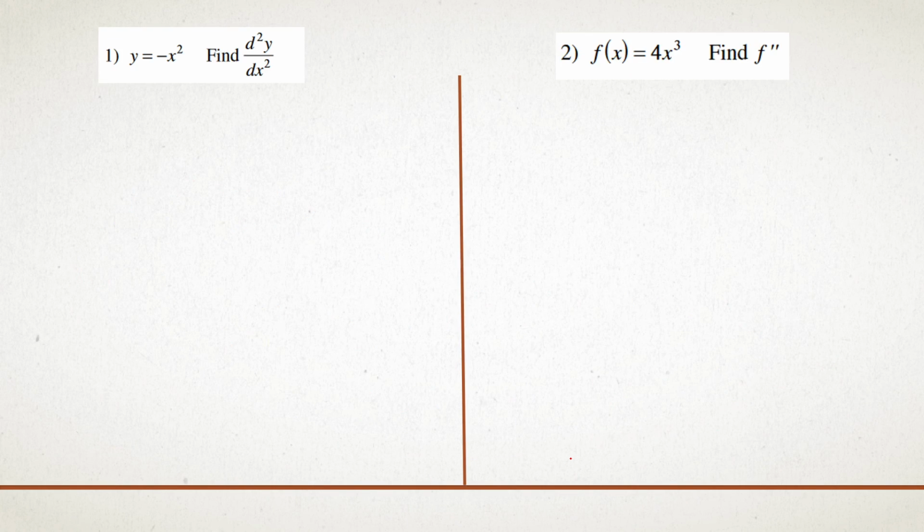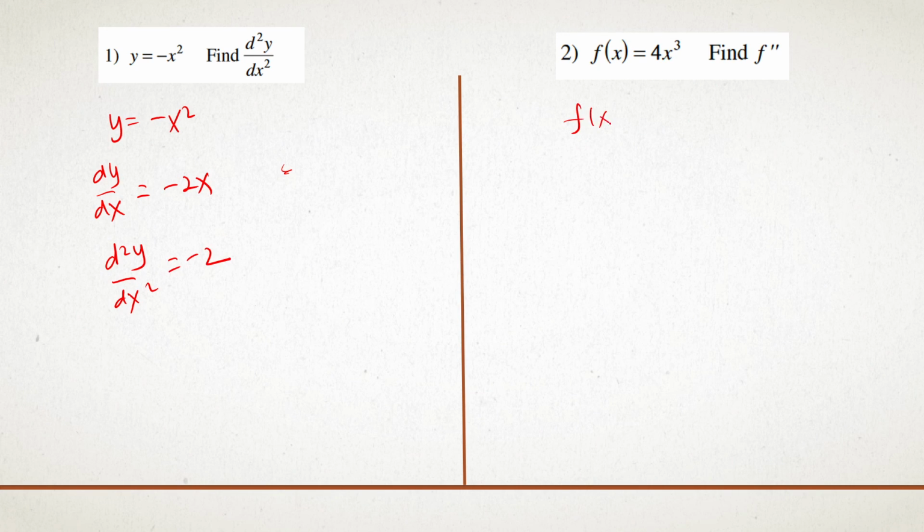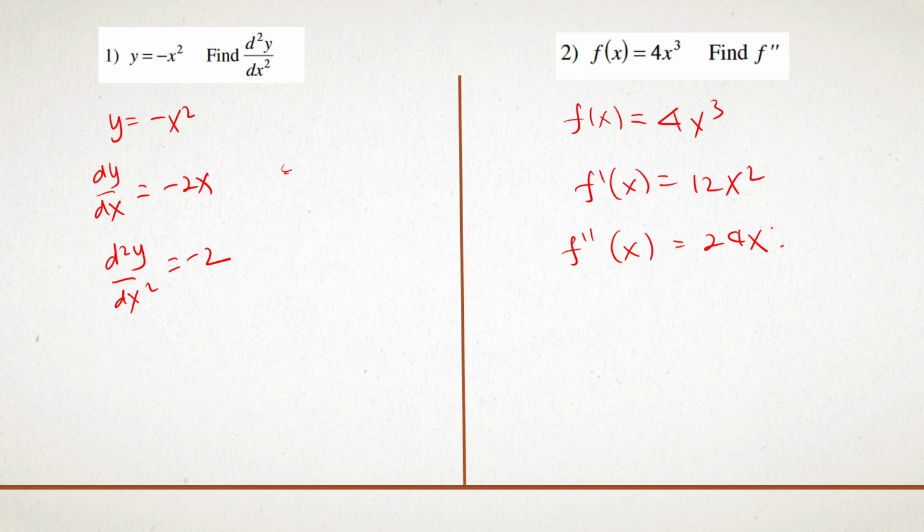And then now we have this question. y equals negative x squared, find the second derivative. So what we need to do is just what we do. y equals negative x squared, so dy/dx equals negative 2x, and differentiate a second time, d squared y/dx squared equals negative 2. So how about this one? f(x) equals 4x cubed. So my first derivative f prime, I bring the power down, is 12x squared. And then I differentiate a second time, I have 24x.